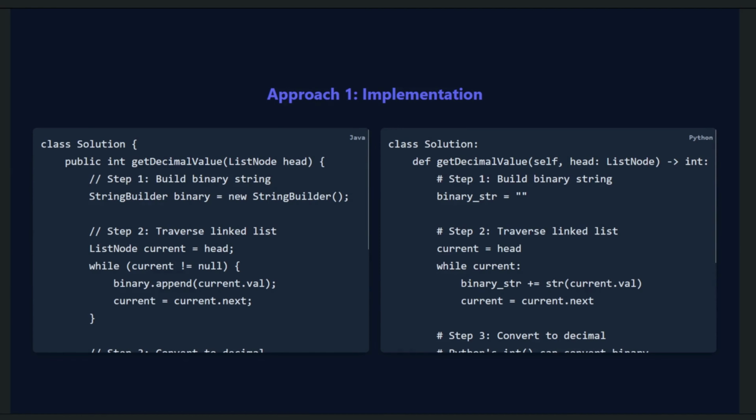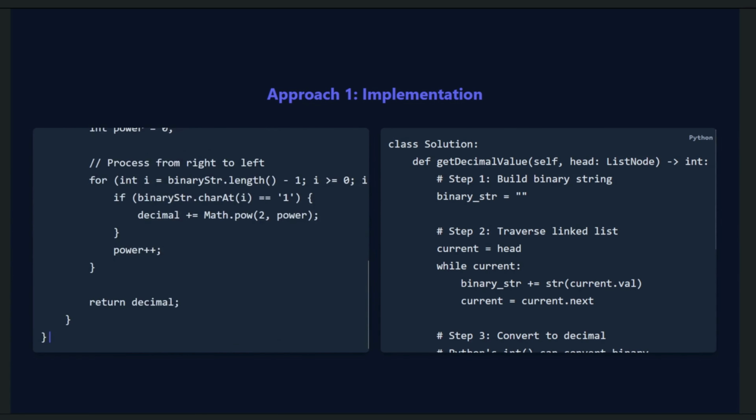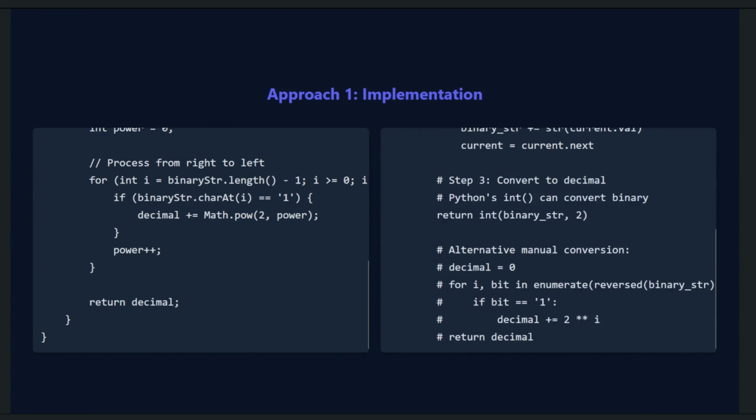Python's built-in int function can directly convert a binary string to decimal when we pass 2 as the base. Notice how both implementations follow the same pattern: traverse, build string, convert. The comments in the code guide you through each step.